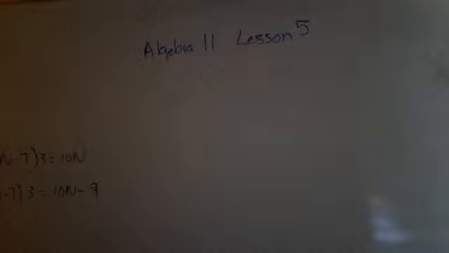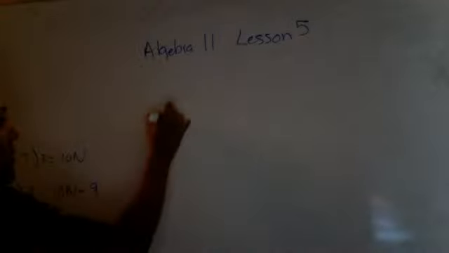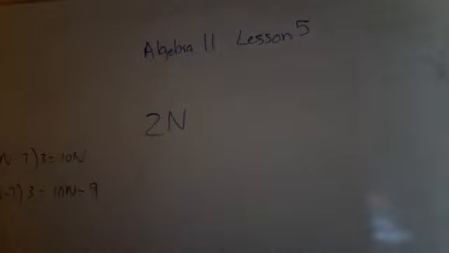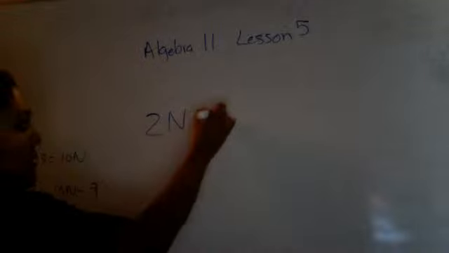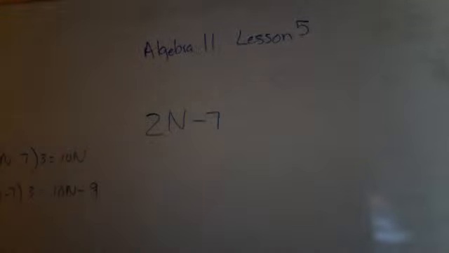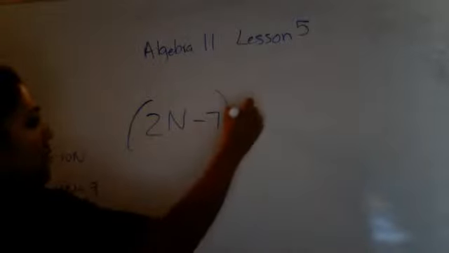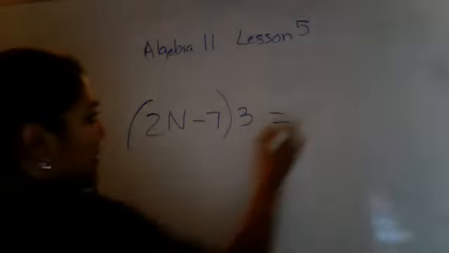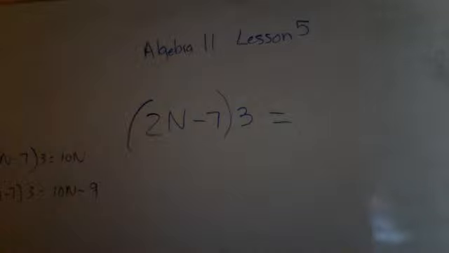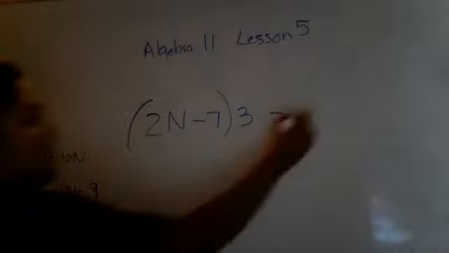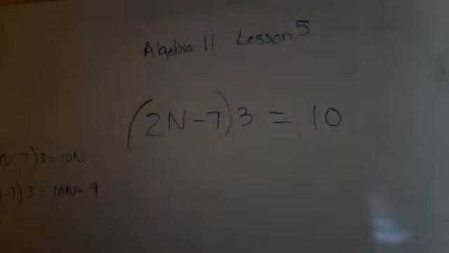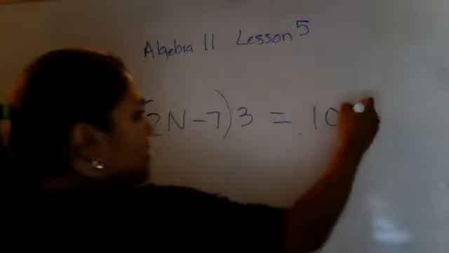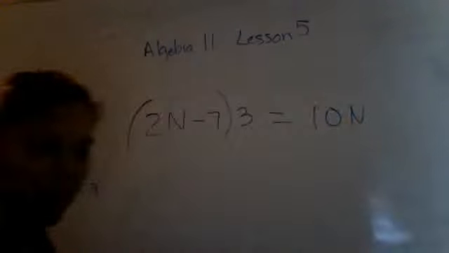Well, first it says twice a number, so we have 2 times the number, is decreased by 7. Decrease means minus 7. Twice the number is decreased by 7. And the quantity is multiplied by 3. So the quantity, this, is multiplied by 3. The result, the answer of that, is 9 less than 10 times the number. So 10 times the number, 9 less than that.